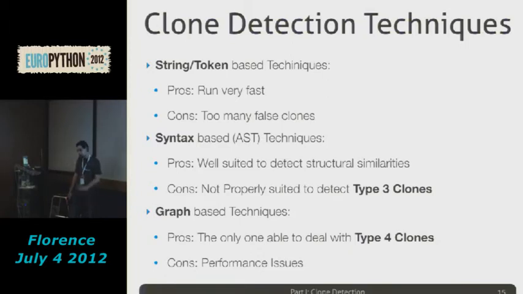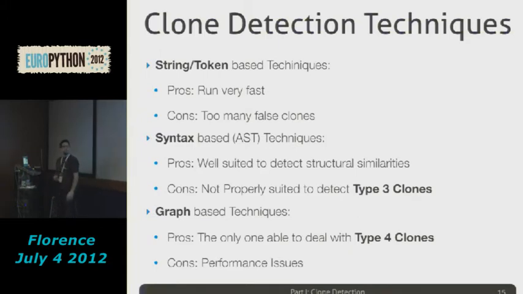Clone detection techniques. Any technique, as you may imagine, has its advantages and its disadvantages. The string and token-based techniques are the ones that run very fast, but they produce too many false positives. In particular, since they are based on string comparison, they have no information about the syntactic structure. So, for instance, they may detect clones that correspond to the end of one function and the beginning of another function, because for such tools, the code is plain text.